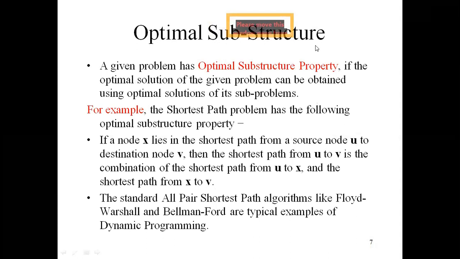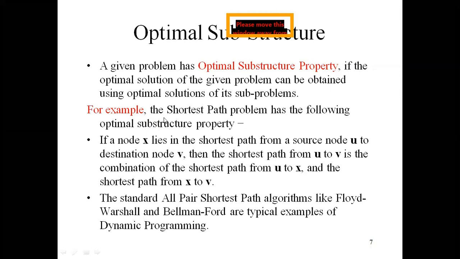So optimal substructure is the second property of the dynamic programming approach. A given problem has the optimal substructure property if the optimal solution of the given problem can be obtained using optimal solutions of its subproblems. So how do we get the optimal solution of the given problem? By using the optimal solutions of its subproblems. If you use the optimal solutions of the subproblems, then you will get the optimal solution of the entire given problem.